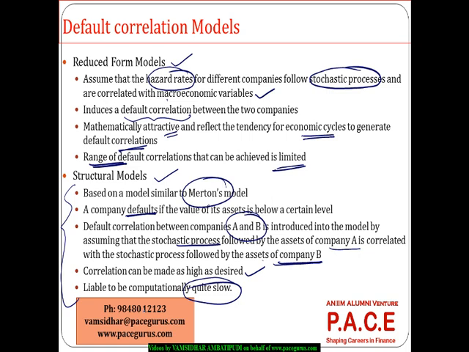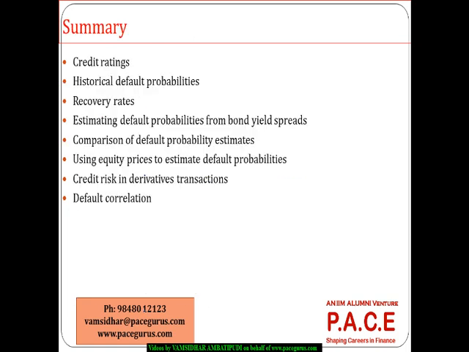So this is where I would like to end this session, where we have discussed some numericals and some conceptual aspects regarding credit ratings, understood the historical default probabilities and the recovery rates. We came up with estimating default probabilities from bond yield spreads. We did a comparison of the different default probability estimates. We have used the Merton model to estimate the default probabilities. We have looked at the computation of a CVA through a numerical example, where we understood the credit risk in derivatives transactions, and a conceptual aspect regarding default correlation. So these are the various things I wanted to cover as part of this session. Thanks a lot.